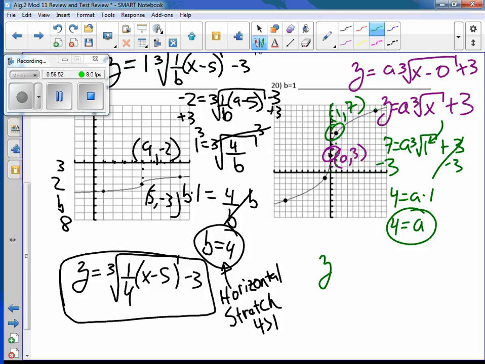So finally, here's our equation. So we get 4, the cube root of x, and of course we got nothing underneath the cube root. So 4, the cube root of x plus 3. And there's your equation. And by the way, since a is greater than 1, that's a vertical stretch.